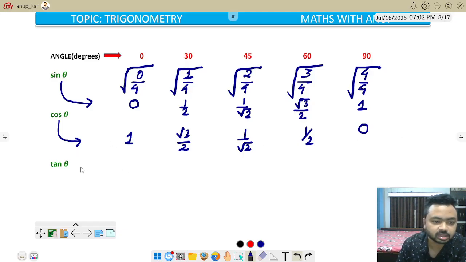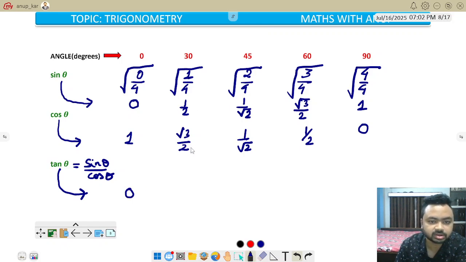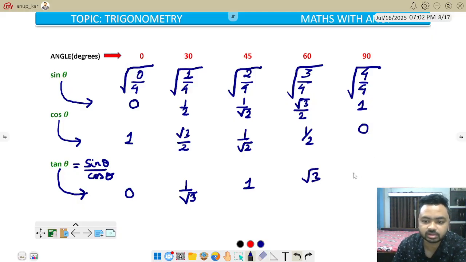And in case of tan theta, tan theta is equal to sin theta by cos theta. So what will we get? Sin theta by cos theta means 0 by 1, it will be 0. 1 by 2 over root 3 by 2, so at 30 degree it will be 1 by root 3. Here it will be 1 by root 2 by 1 by root 2, which is 1. Here it will be root 3, and here it is 1 by 0. Anything by 0 is what?